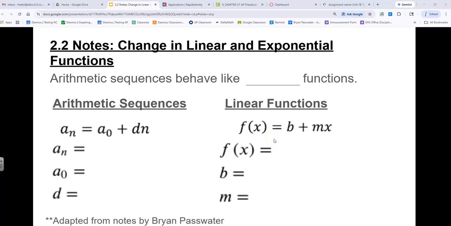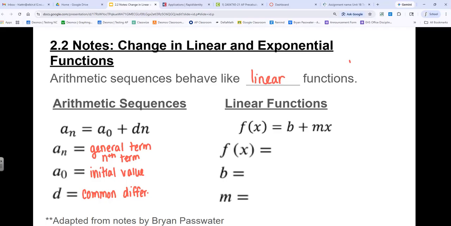About this yesterday. Arithmetic sequences behave like what type of functions? Linear. Whenever we're talking about arithmetic sequences, our a sub n is our general term, or we could call it the nth term. A sub 0 is our initial value, and our D is our common difference there. So we filled those things in yesterday.